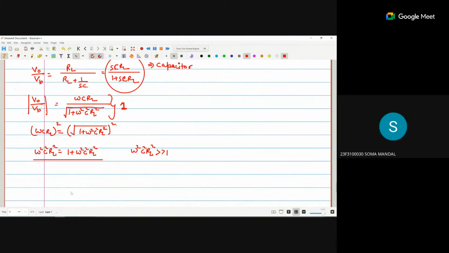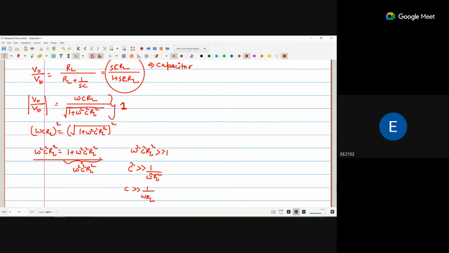Yes, sir. Okay, if this is much greater than 1, so this value is equal to omega square C square RL square. If this is greater than 1, the value of C square should be greater than 1 upon omega square RL square, or C should be greater than 1 upon omega RL. So that will also be dependent on the frequency of operation. The value of capacitance is dependent on the frequency of operation. The value of C will also be dependent on the output magnitude.